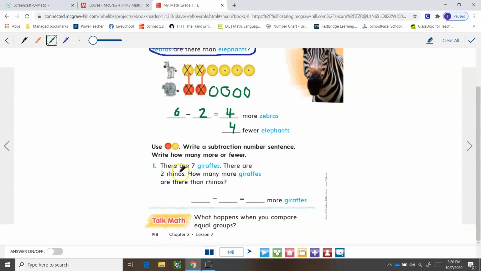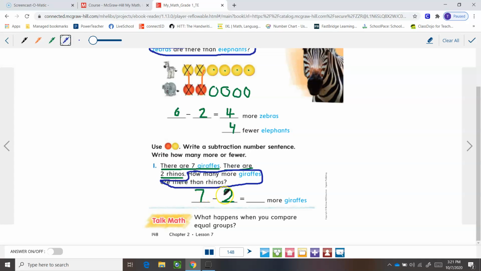Okay, so let's look at our problem down here. There are 7 giraffes, so I can underline that. There are 2 rhinos. How many more giraffes are there than rhinos? So how many giraffes do I have? It tells me right here. I have 7 giraffes. So I'm going to start with my numbers. There are 2 rhinos. So I'm going to compare them. Just like I did up here, I could draw a picture. I'm going to take away my 2 rhinos, and I'm going to get the total number of how many more giraffes are there than rhinos. So that's my question. That's what I'm going to find out.